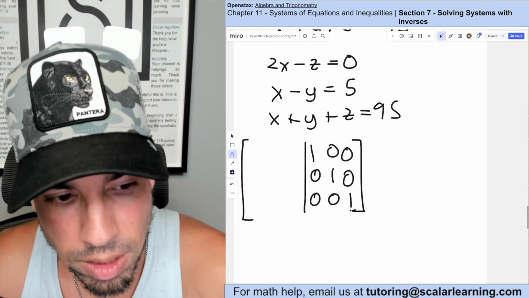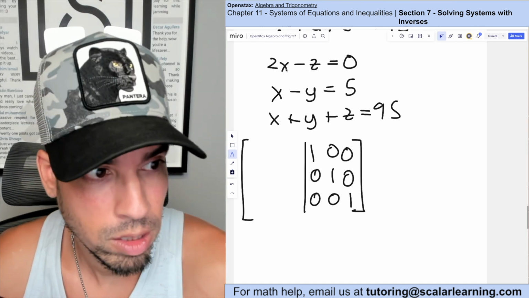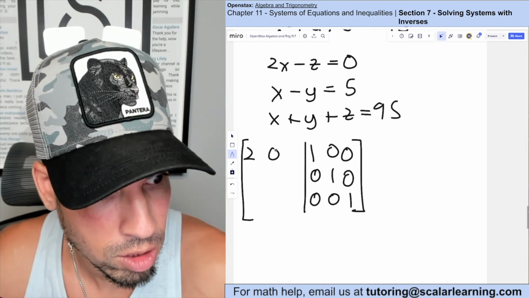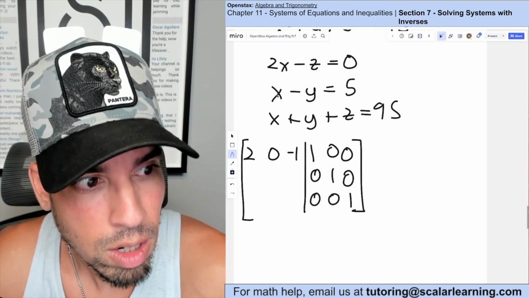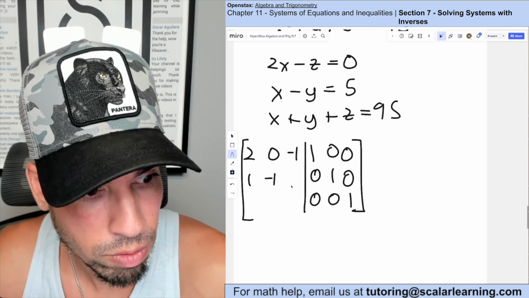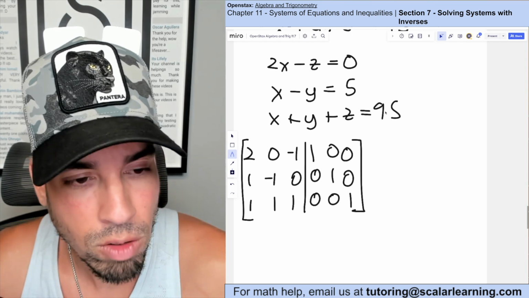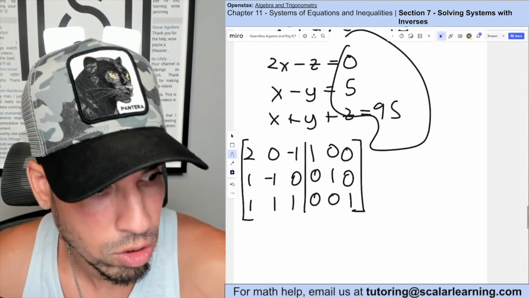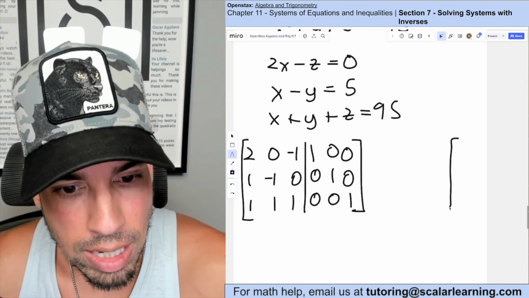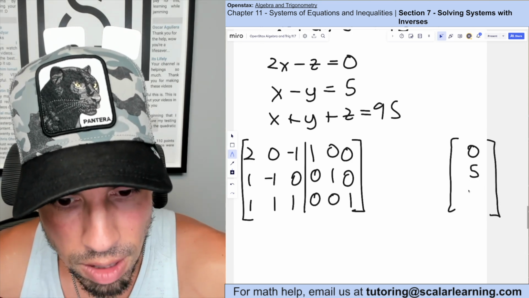So again, we've got that nice identity matrix here. And then we take the coefficients for X, Y, and Z. So we got X is 2, Y is 0, Z is -1. Then we've got 1, -1, and 0 for Z, so like that. And then here we got 1, 1, and 1. And we have to remember that these values here, the constants, are very important. At the end, we're going to need to multiply our inverse against them: 0, 5, and 95.